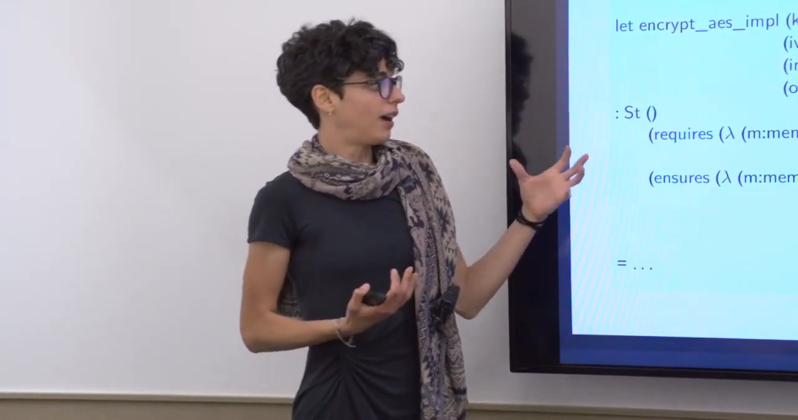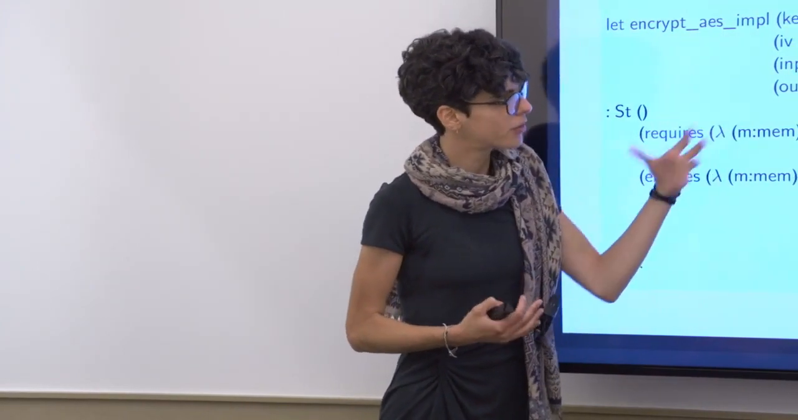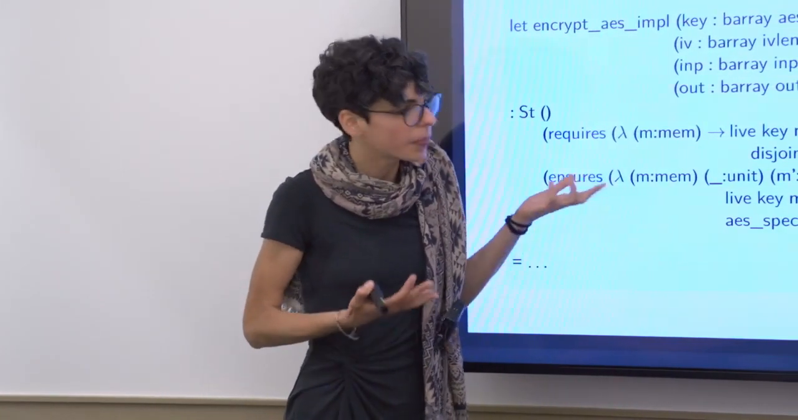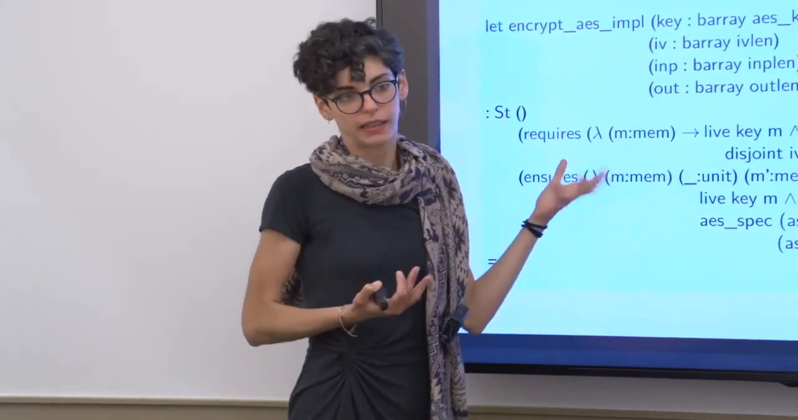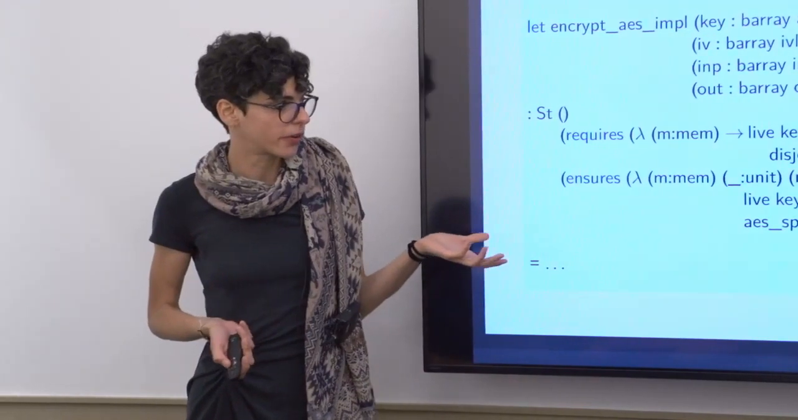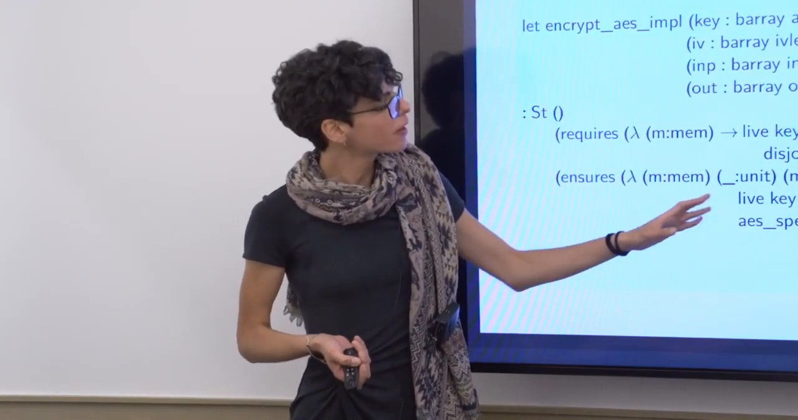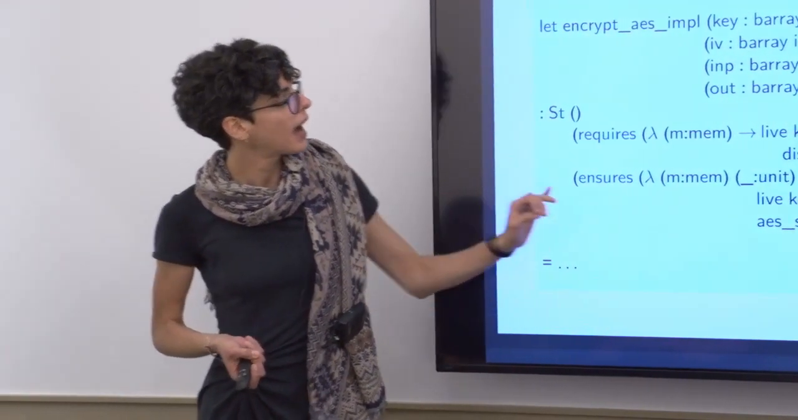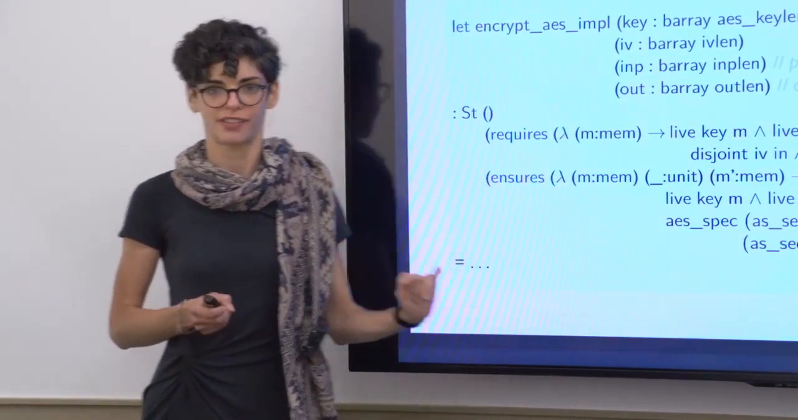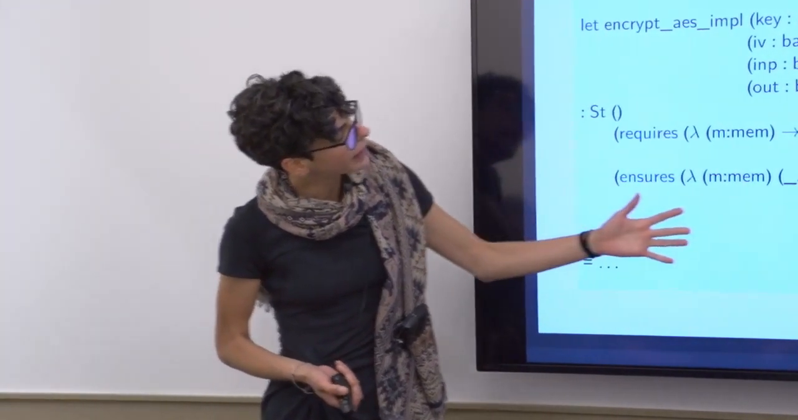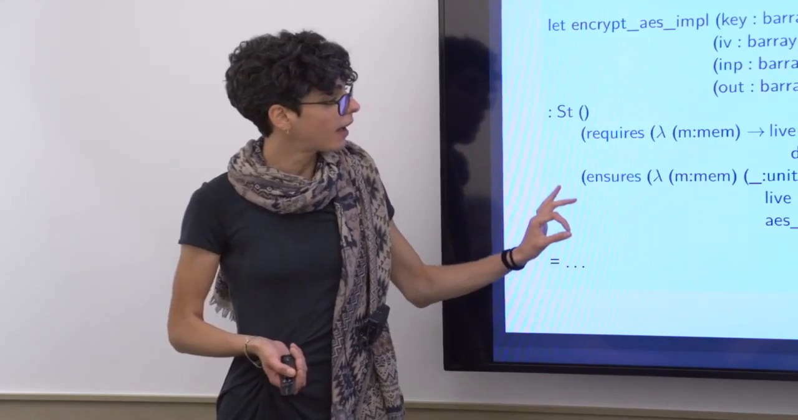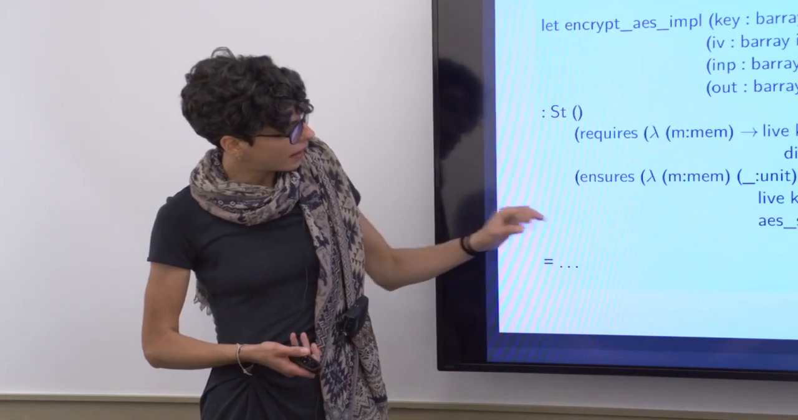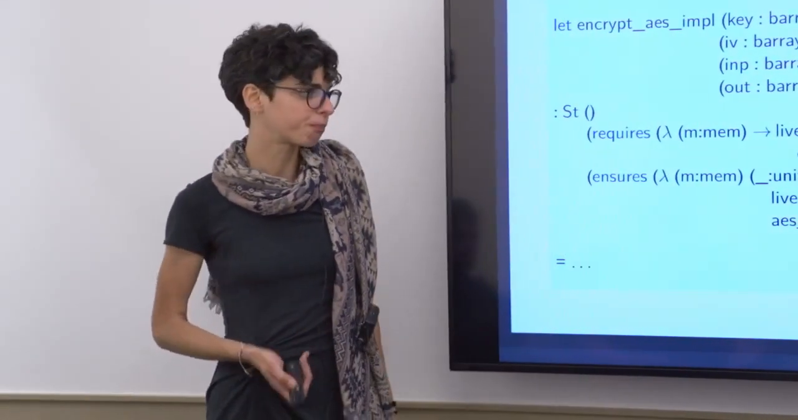We have to require that all of these buffers will be live in memory, and we also have to make sure that there is no aliasing happening in the arguments of this program. Then we ensure that the parameters will be live in the final memory. I meant to write M prime here. I'm sorry, that's a typo. And finally, we can prove that the result of this implementation is indeed the AES encryption algorithm.